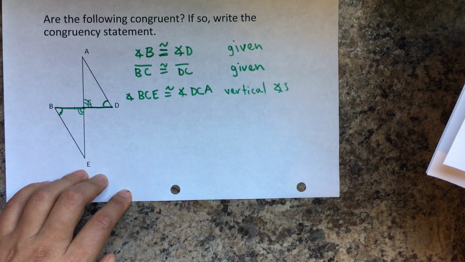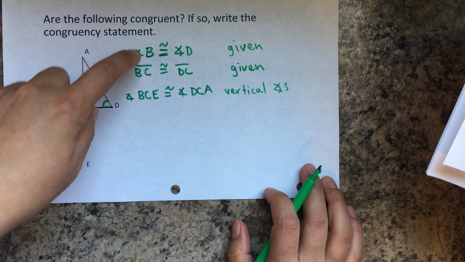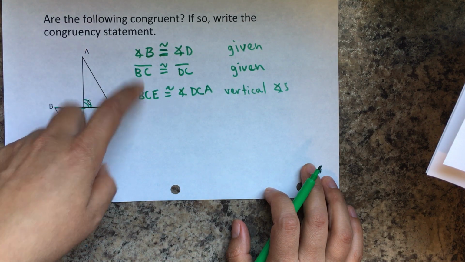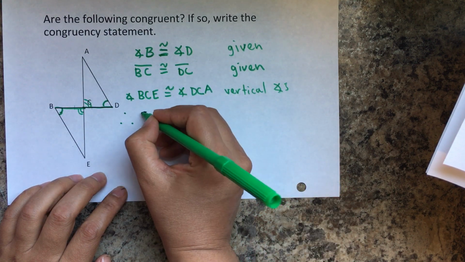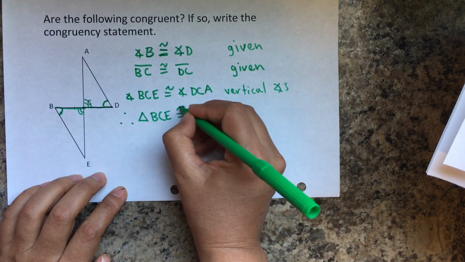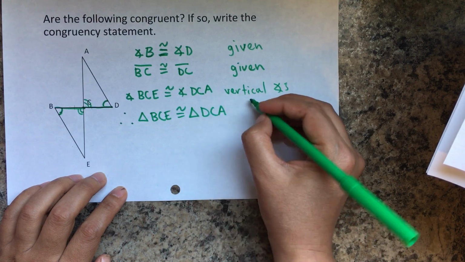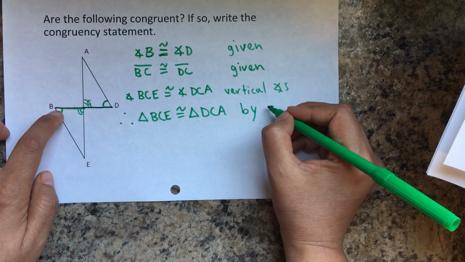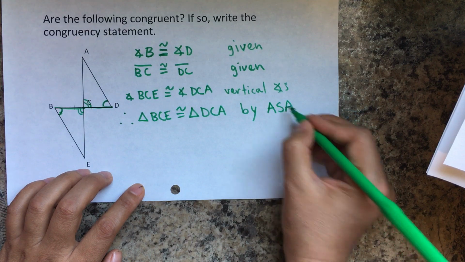So they put given. Now that we have these three pieces of information, one congruent angle, one congruent side, and another congruent angle, then we can say, therefore, triangle BCE is congruent to triangle DCA, and the reason is by the angle, side, angle postulate. Okay.